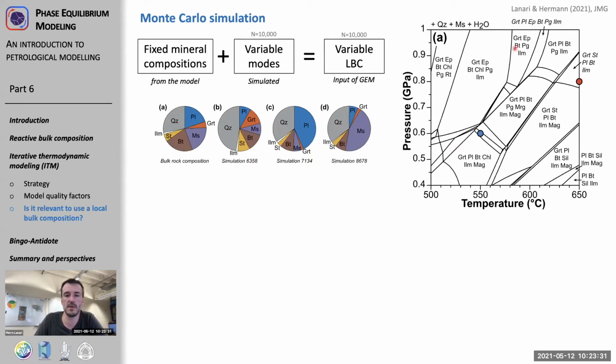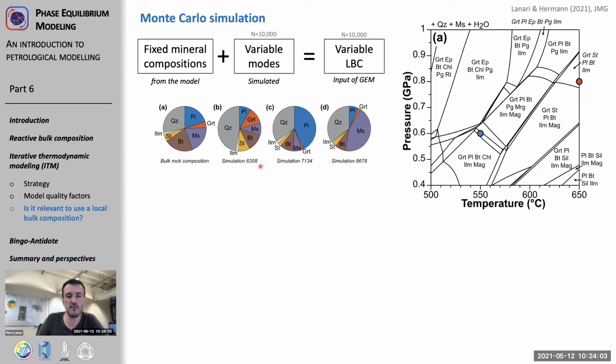So the same PT diagram, the same average pelite composition. And what I did is I ran again a Monte Carlo simulation, but a bit more complex than the one before. So I took the fixed mineral compositions from the model at this PT. Okay, so the mineral compositions are fixed. And then I calculated variable modes, in this case 10,000, that are simulated using a Monte Carlo simulation. And I just picked the modes for the bulk rock composition.